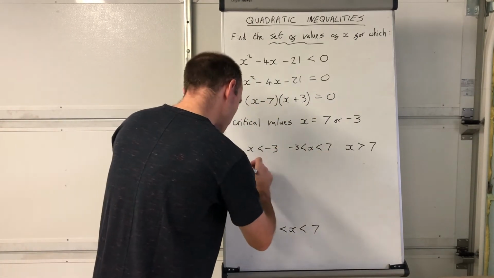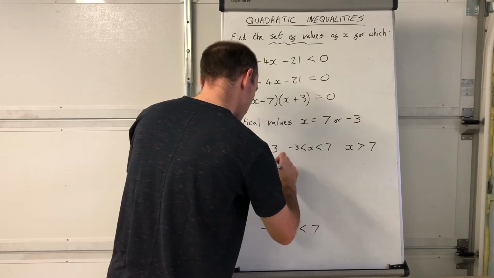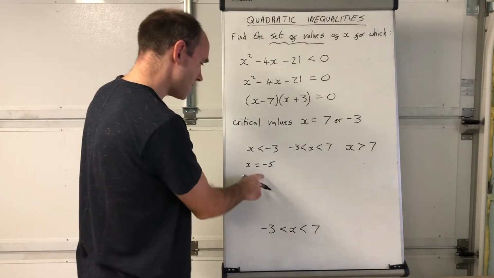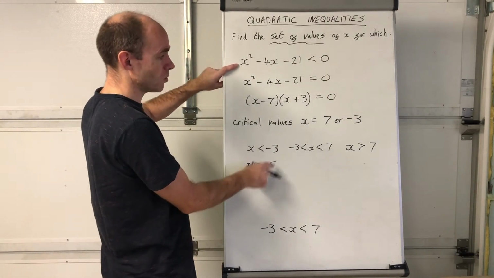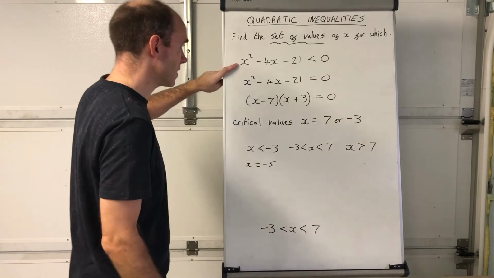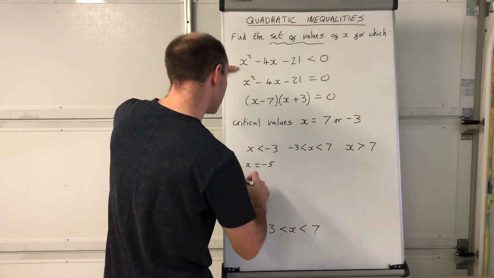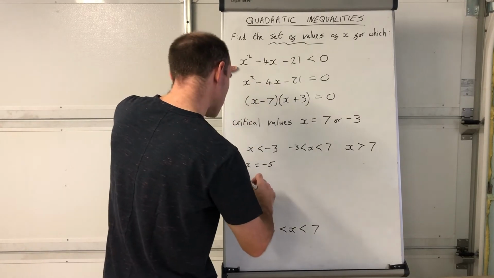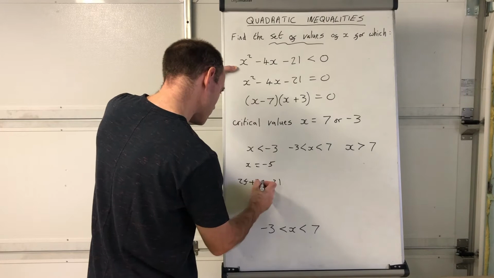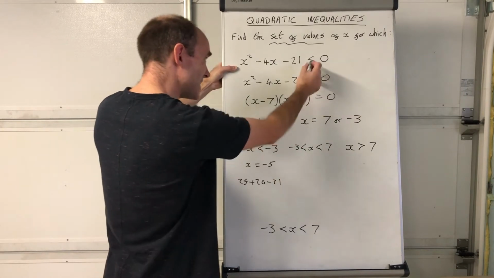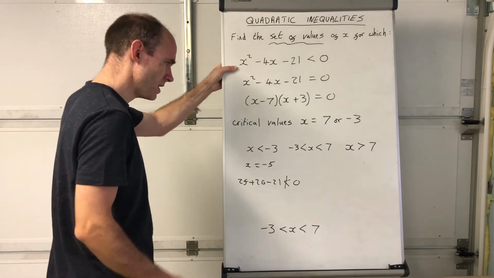Just choose any number that lies below -3. So try, say, -5. It doesn't have to be a difficult one. Put x equals -5 in there, or its factorised form, and see what happens. You get -5 squared, which is 25. Subtract 4 times -5, so that's plus 20, and then subtract 21. 25 plus 20 is 45. Subtract 21. Is that less than 0? No, it's not. So that's not working.